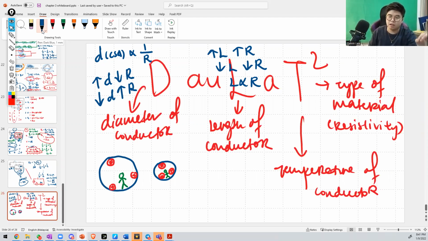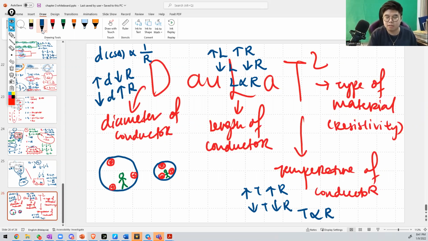So, length of conductor. Remember, the running story. Okay. Now, temperature of conductor. Also, the running story. How to say that? Okay. Relationship first. The greater the temperature, the greater the resistance. The lower the temperature, the lower the resistance. Temperature is directly proportional to resistance. How to say? The running story. Is it easier?